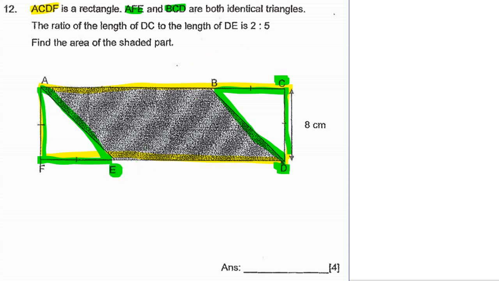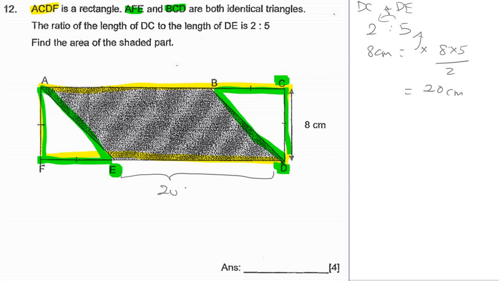So in this case, what it says is what? 2 over 5 is DC and then DE. So here is 8 centimeter, right? Because over here is already 8 centimeter. So remember, times, divide. So 8 times 5 divided by 2 will give me 20 centimeter. Which means this portion here is actually 20 centimeter.